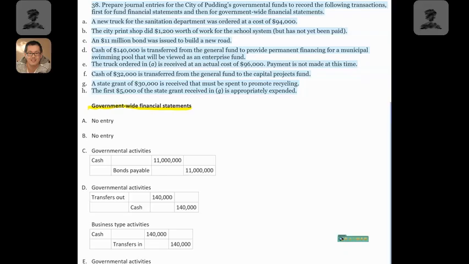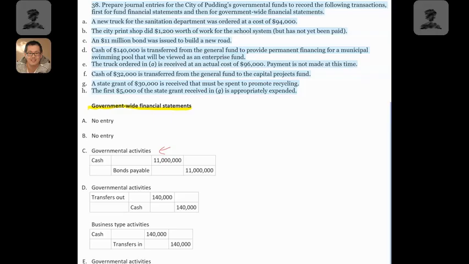Alright, so then transaction C, an 11 million bond was issued to build a new road. When we write a journal entry for the government-wide financial statement, if there's a journal entry, we need to specify whether it is a governmental activity or a business-type activity. So this is the governmental activity, and the journal entry is debit cash and credit bonds payable, 11 million. And this journal entry is the same as what we used to do, right? So we recognize this long-term liability, bonds payable.